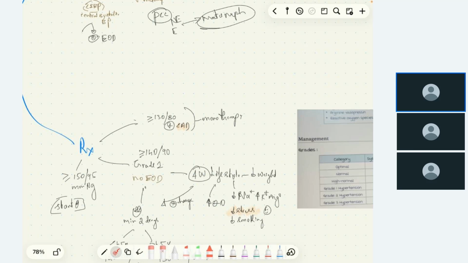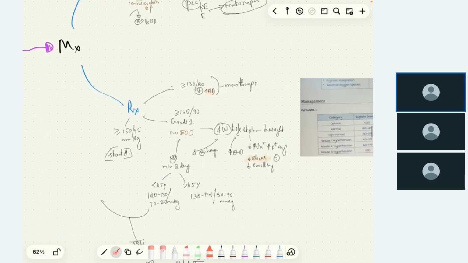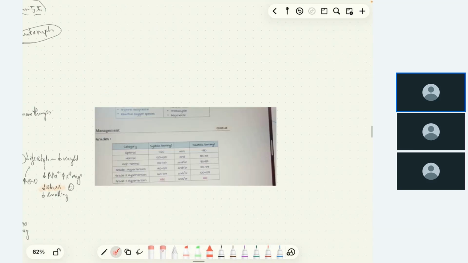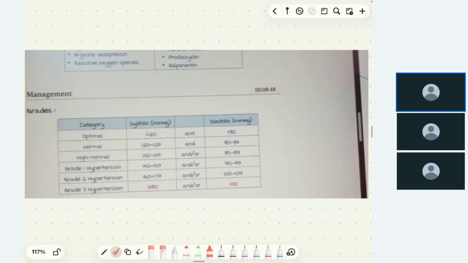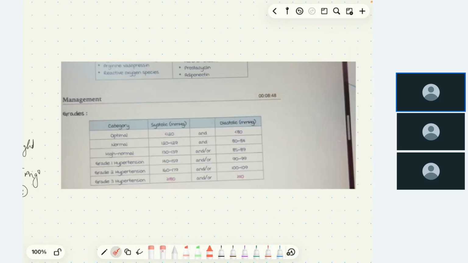If the patient having a blood pressure value more than 130/80 mmHg has coronary artery disease, we can give monotherapy, that is beta blockers or other drugs. If the patient has grade 1 hypertension, what is this grade 1? Let's see grades of hypertension. If the patient has values between 130 to 139 mmHg and 85 to 89 mmHg, it is high normal.